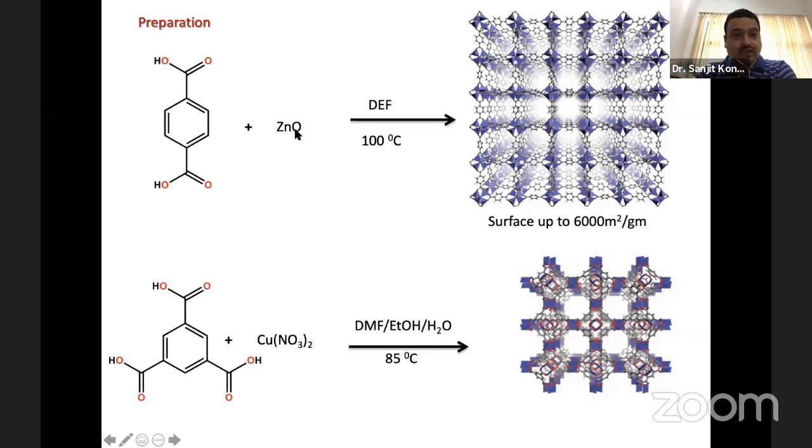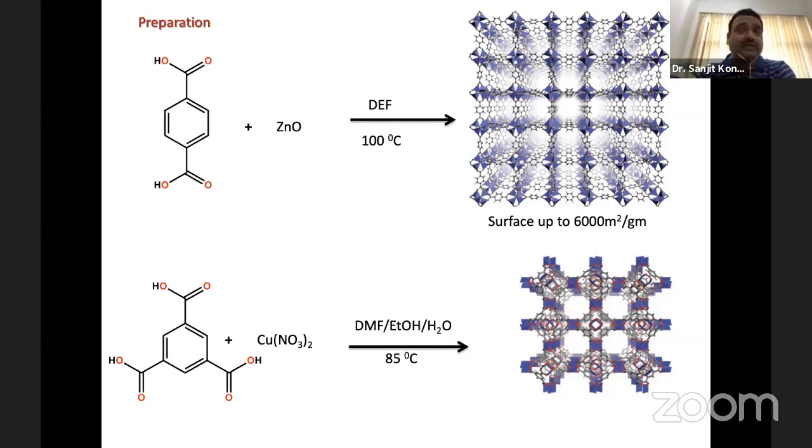If you take zinc oxide, which is very easily available, and terephthalic acid, and heat it in diethylformamide at 100 degrees centigrade for a few hours, you get a pure crystalline material of this structure having a surface area of 6,000 square meters per gram.